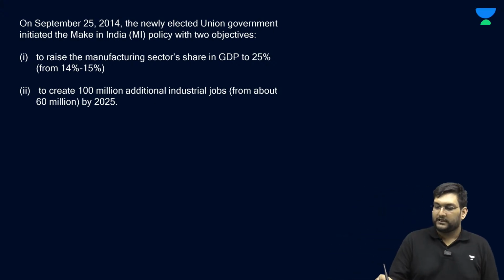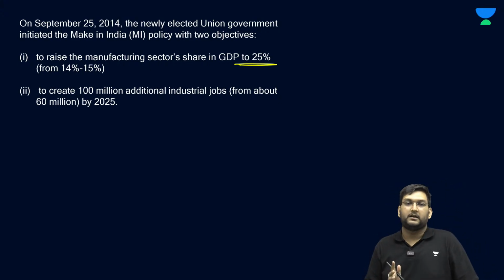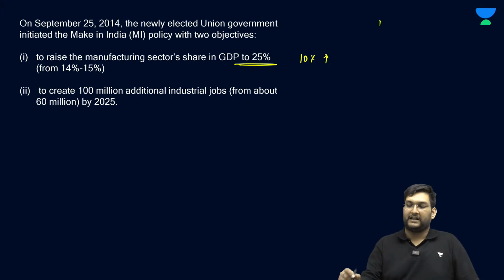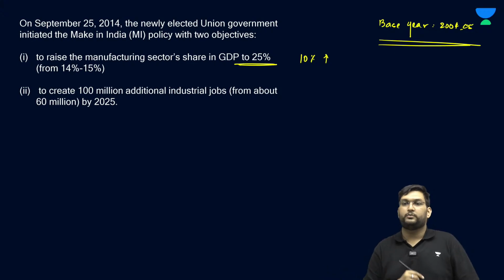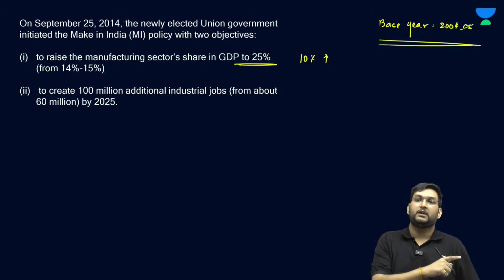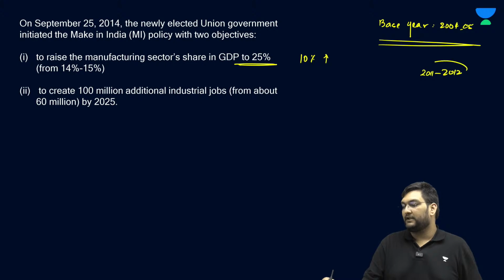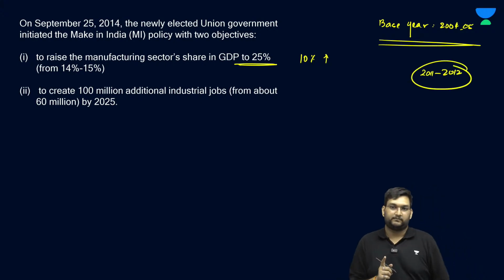The first objective was to increase the GDP share of manufacturing or secondary sector from 14 to 15% to 25%. So, the idea was a 10% increase in GDP. They did not talk about GVA, and at that point of time the base year was 2004-2005. This should be noted because the 14-15% at that point was based on a base year of 2004-2005. Today we follow the 2011-2012 base year, which was recently changed.